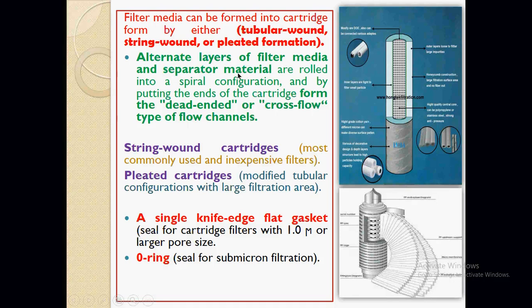Alternate layers of filter media and separator material are rolled into a spiral configuration, and by putting ends on the cartridge, they form the dead-ended or cross-flow type of flow channels. The string wound cartridge is the most commonly used, and it is an inexpensive filter. The pleated cartridge is a modified tubular configuration with a large filtration area. A single knife edge flat gasket seal is used for cartridge filters with 1 micron or larger pore size, and an O-ring seal for submicron filtration.